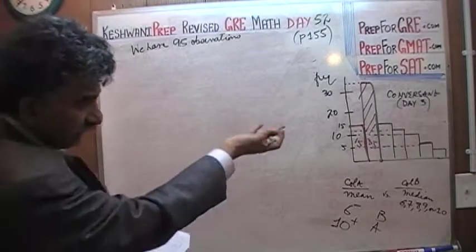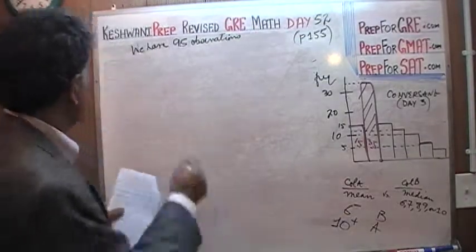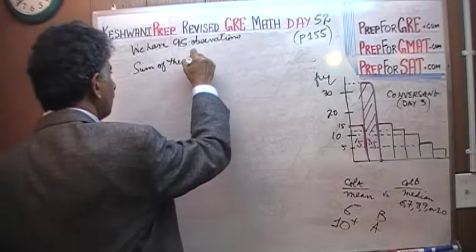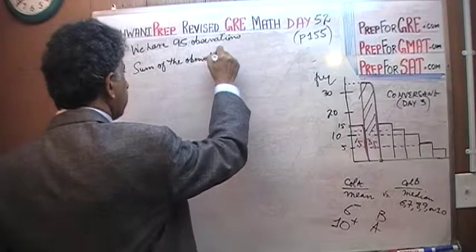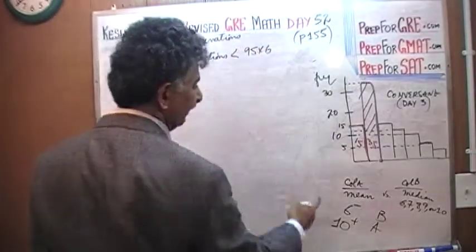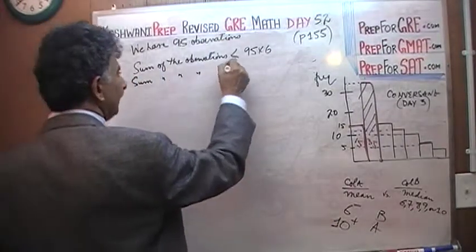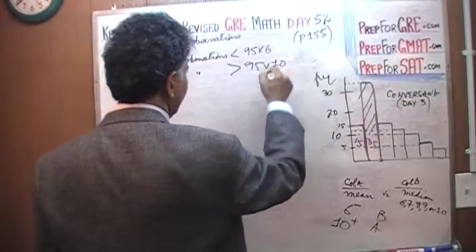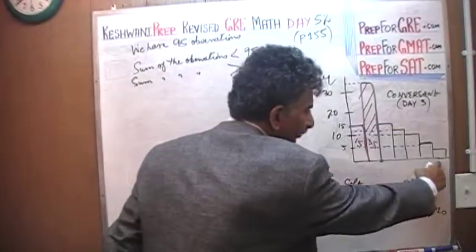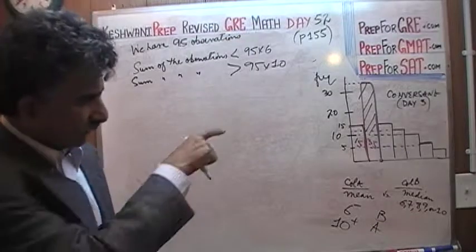So, we're going to figure out what the sum of these observations is. If the sum of the observations is less than 95 times 6, then the mean is going to be less than 6. Or if the sum of the observations is more than 95 times 10, then the mean is going to be more than 10. That's what we're trying to figure out. And we're going to figure that out from here. But I'm going to start from this end. And I'm going to leave it up to you to follow the work with the book in front of you, because I am not writing everything there.